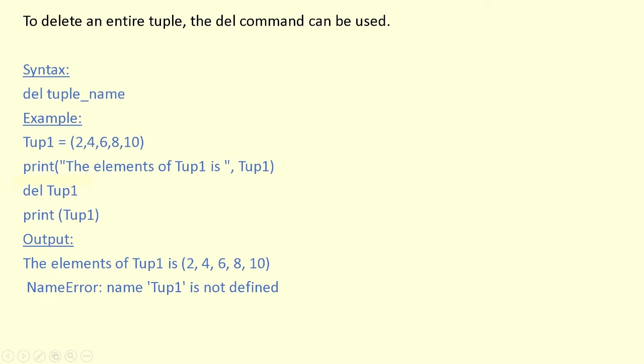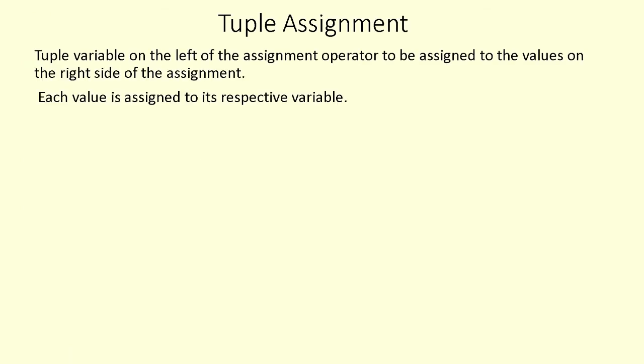So we can update, that is, we can join two tuples and we can delete the tuple. Next one is tuple assignment. What do you mean by tuple assignment? Tuple variables on the left of the assignment operator are assigned the values on the right side of the assignment operator. So tuple assignment is possible by using the simple assignment operator, that is equal to. On the left side you mention the tuple variables and on the right side you mention the values, so they will be assigned.